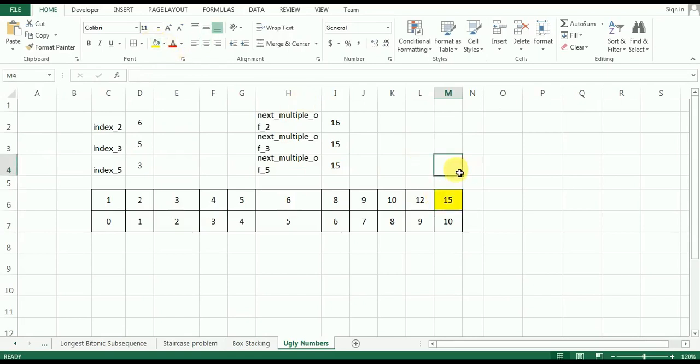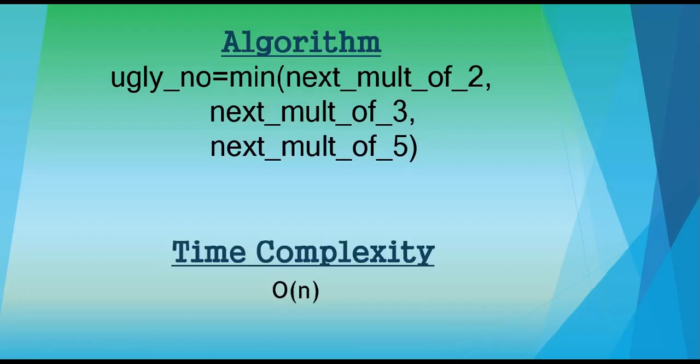Alright, now let's move to finding the algorithm of our solution. So here is the algorithm of our solution. Ugly number equals the minimum of next multiple of 2, next multiple of 3, and next multiple of 5. I'm sure that it is very clear to you by now. The time complexity of this dynamic programming solution of the ugly numbers problem is O(n). If you had adopted any other naive approach, the time complexity would have become O(m into n). So with this, we have come to the end of this video.